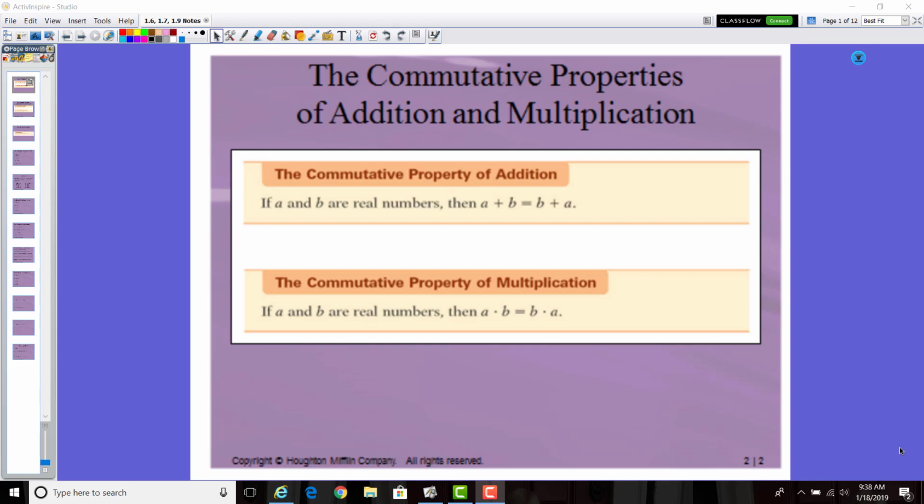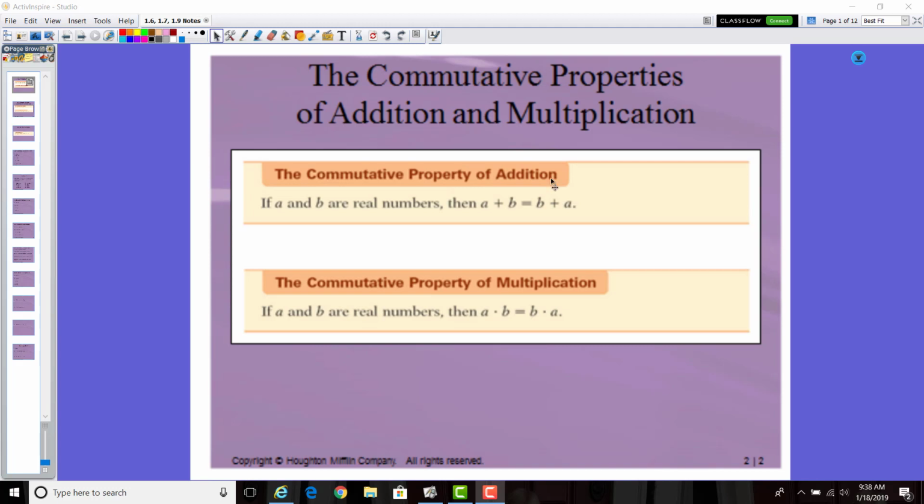Hi Math 095. Today we're going to be talking about the properties that will help us simplify algebraic expressions like the commutative property, the associative property, and the distributive property. We're also going to look at like terms and evaluate more expressions involving grouping symbols. So first we're going to look at the properties.